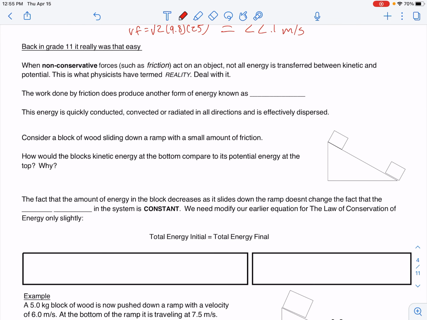All right, I'm just going to finish up this little lesson here. So, not necessarily in 11th grade, but in a previous physics class, you may have learned this. We're talking about non-conservative forces, such as friction, forces that will take away energy from our system. This is just reality. In our perfect world problems, everything's going to be equal, but they are not always because of the real world. There is air resistance, unfortunately, in the real world. Anyways, the work done by friction does produce a form of energy known as heat or thermal.